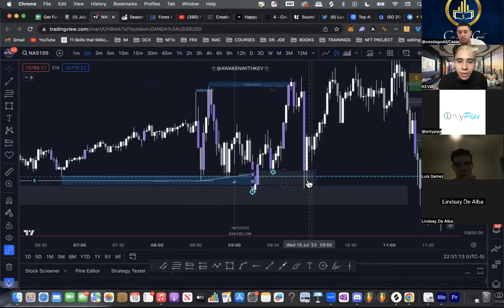And then price eventually came back and played within this imbalance again, and basically this whole push down. And you could have capitalized off that.